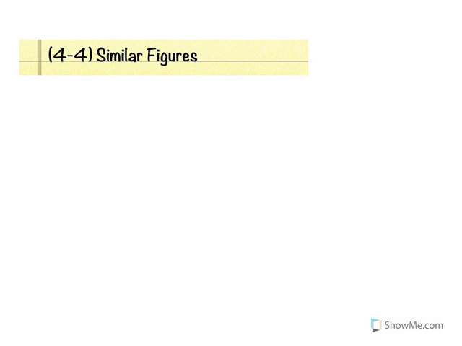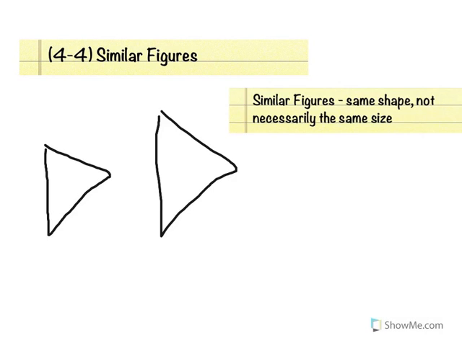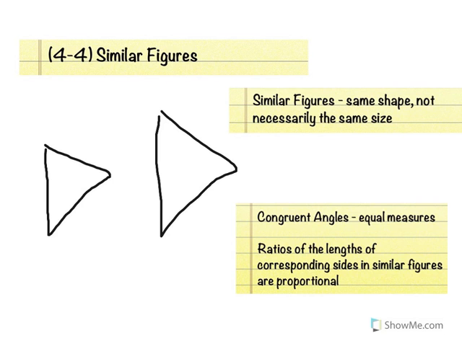Alright, lesson 4-4, similar figures. Similar figures are the same shape, but may not necessarily be the same size. And there's two conditions that make them similar. Those two conditions are that congruent angles are equal, and also the corresponding sides, the lengths, are proportional. So we'll talk a little more about what that means.